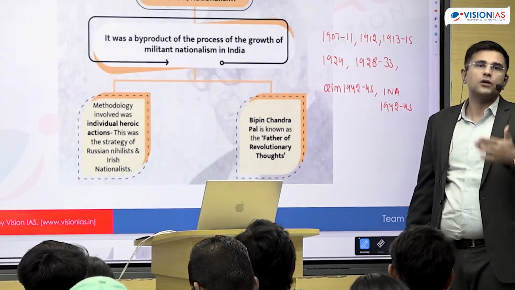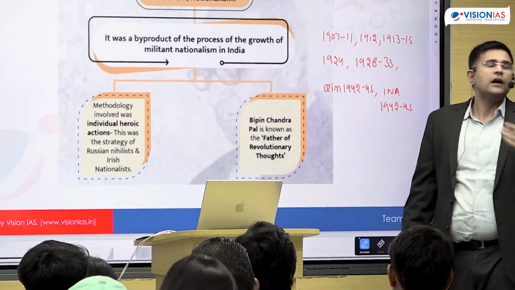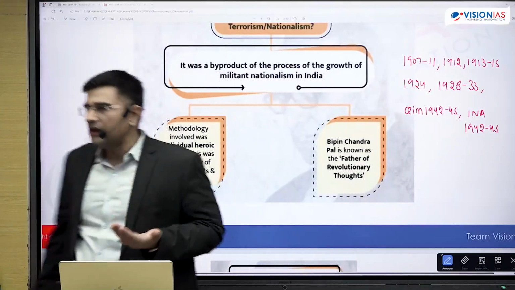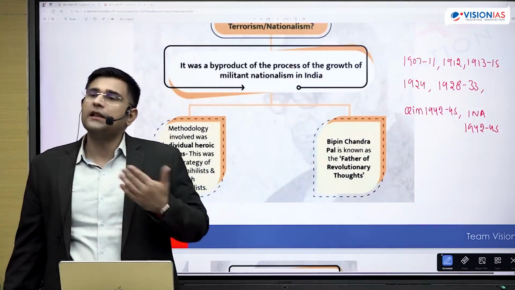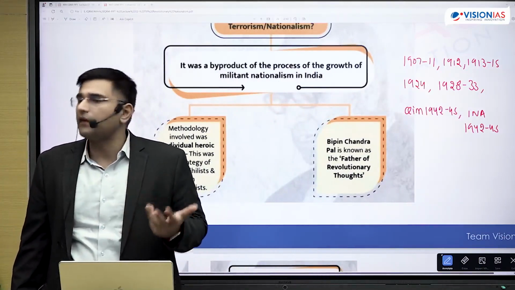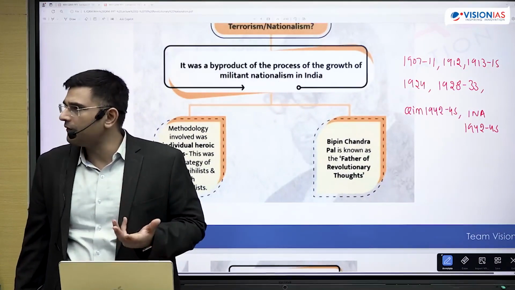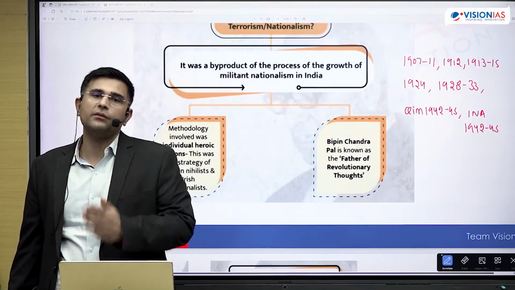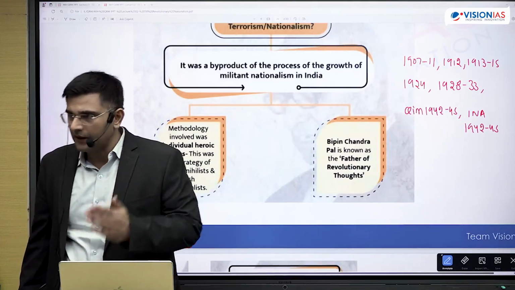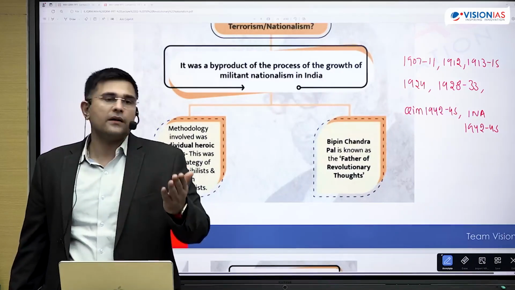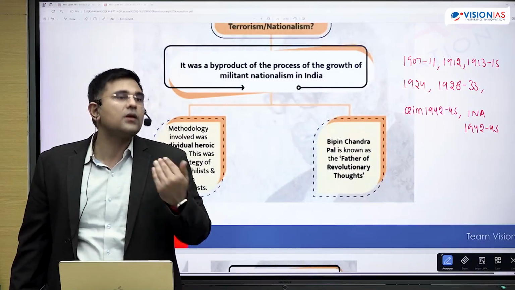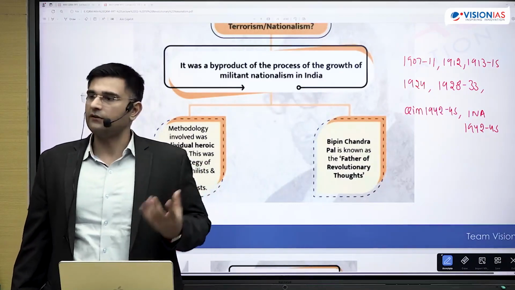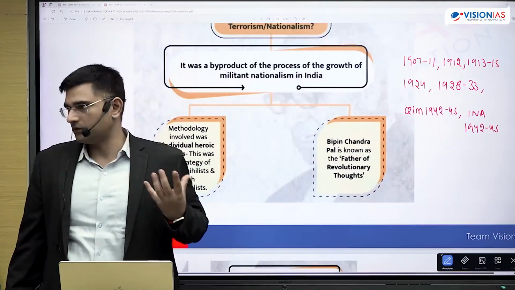The short-term method was individual heroic action. That is, till the point of time we are not so strong that we can repeat the 1857 revolt, let us make individual sacrifice. And what was the goal of individual sacrifice? Instill fear in the heart of the British and remove the fear from the heart of the Indians, right? Because when Indians come to know that the British are not safe, not secure, they will get a sense of confidence, right?